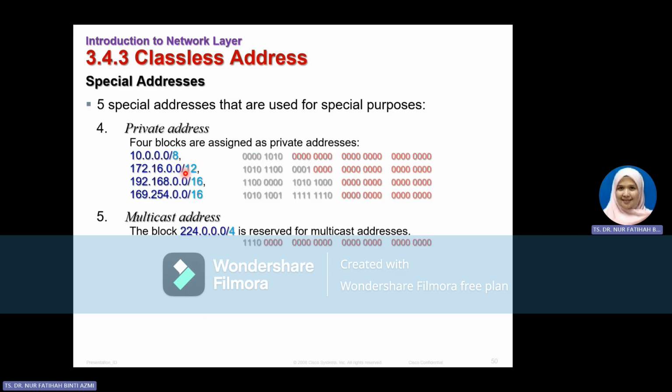So there are four main ranges of private IP addresses. We have 10.0.0.0/8, which ranges from 10.0.0.0 to 10.255.255.255. Next, we have the 172.16.0.0/12. So what is this?